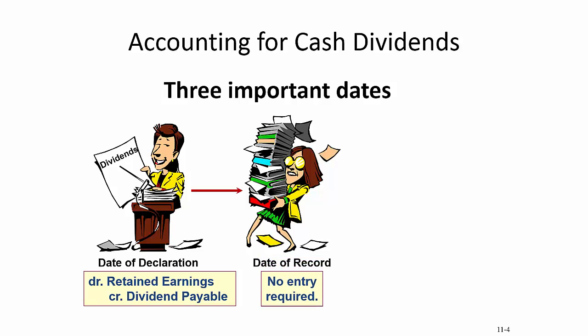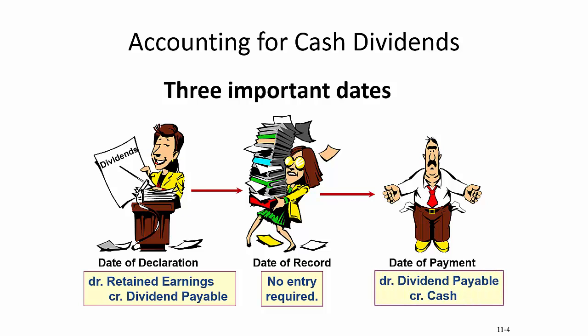The date of record is important because you must own the stock on this date to receive the dividend. However, no entry is required in the accounting records. And finally, the date of payment is the date the corporation pays the dividends to the stockholders who own the stock on the record date. This reduces both cash and the liability. Let's look at an example.